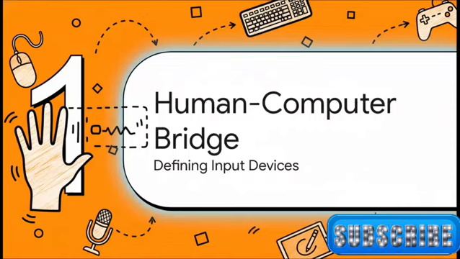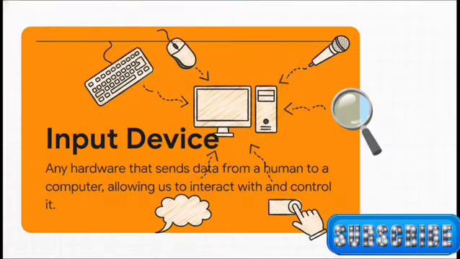These are the devices that act as our translators, turning our physical actions, like a tap, a click, or a spoken word, into digital signals. Let's get right into the definition. The key thing to remember is that it's a one-way street. Information flows from you into the computer. It's kind of like a mail slot. You're pushing a letter, your command, through the slot, and the computer on the other side gets it. You can't get anything back through that slot, though. That's a whole other job for an output device. But hey, that's a story for another day.